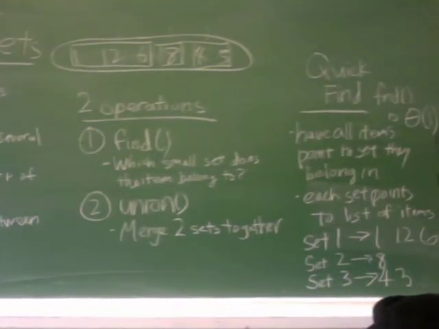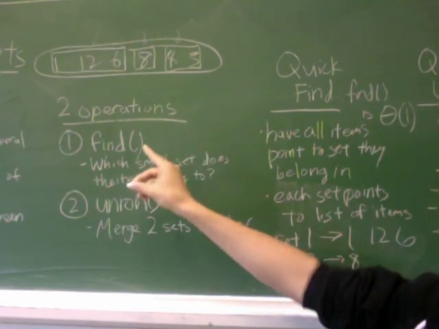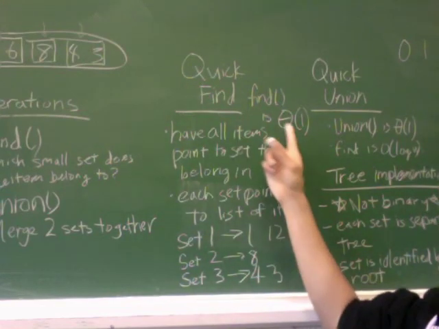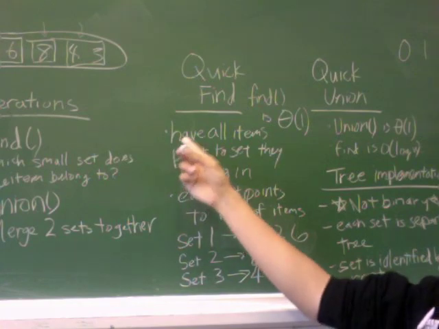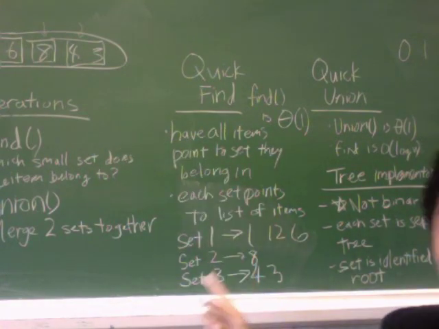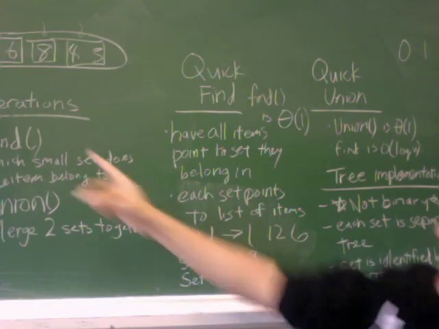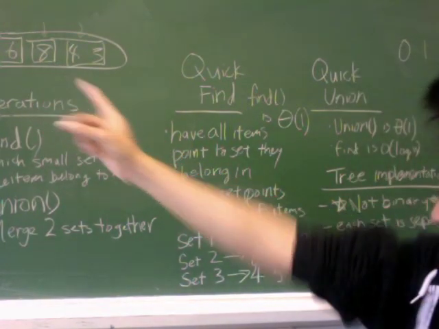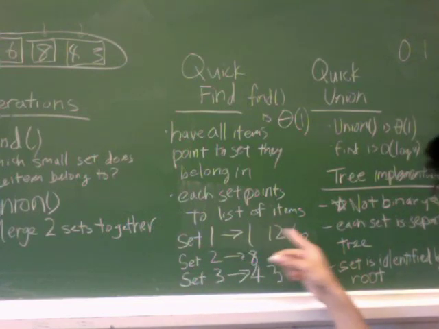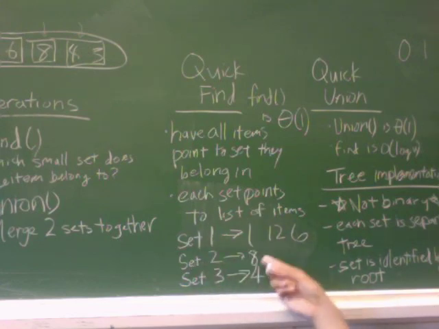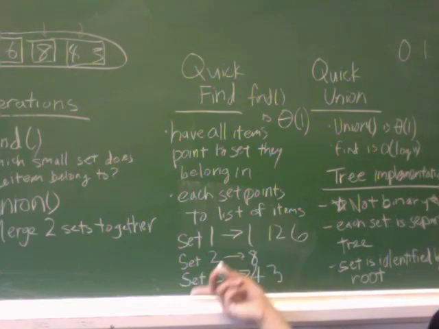There are 2 ways to implement this, one that optimizes find and one that optimizes union. First, quick find is the implementation that optimizes find and makes it constant time. What you do is have all items point to the set they belong to, and each set points to the list of items. Looking back at our example, set 1 points to 1, 12, and 6, but 1, 12, and 6 point to set 1. Set 2 points to 8, 8 points to set 2, and set 3 points to 4 and 3, and 4 and 3 each point to set 3.